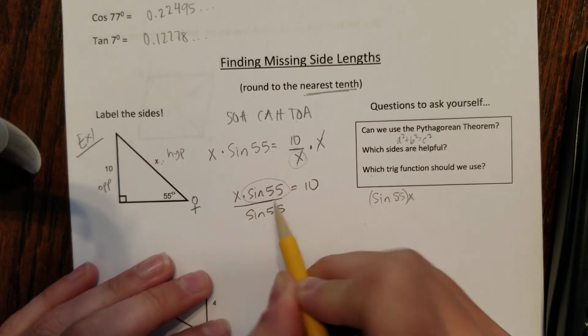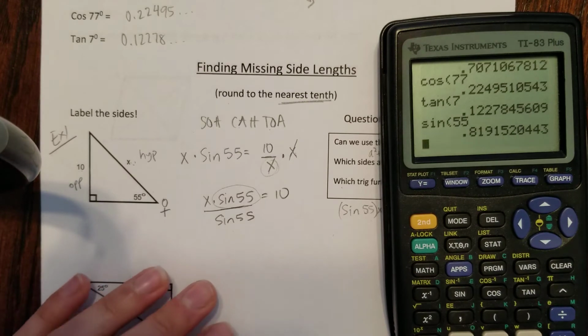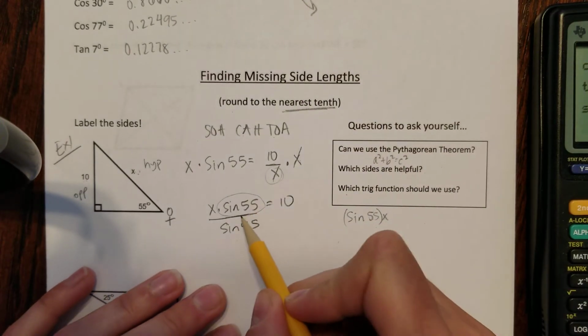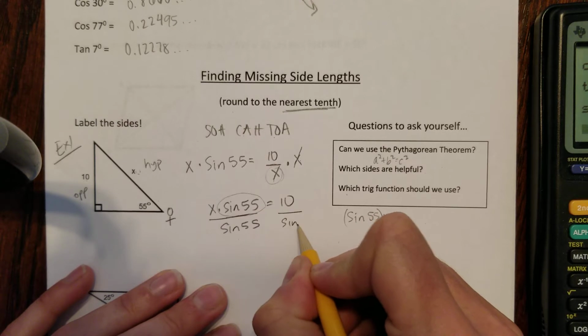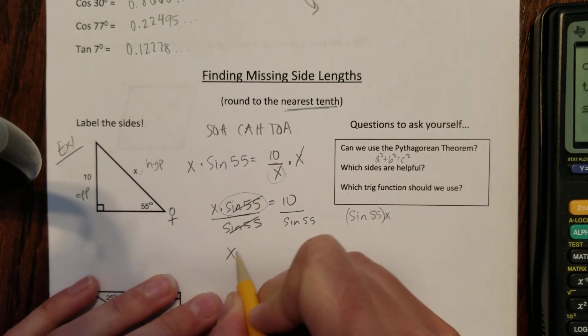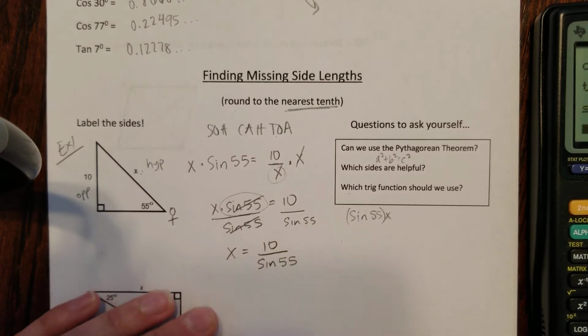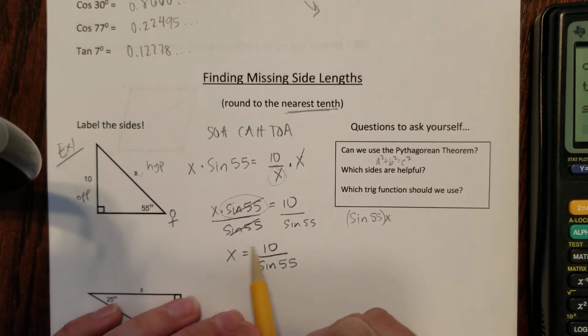And I'm not going to write the decimal. I'm going to be as accurate as possible, which means I'm going to try to save all of my rounding to the end. But whatever I do to one side, I do need to do to the other. So my sines will cancel out, and x is equal to 10 divided by the sine of 55. So this is its exact answer.